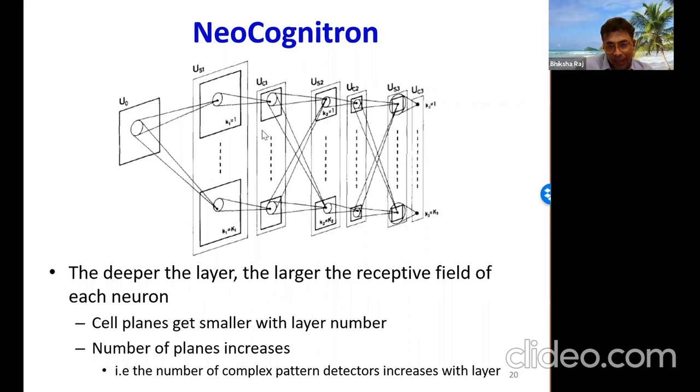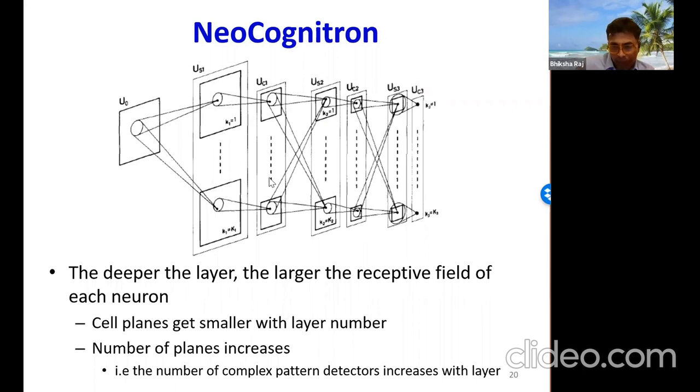Also, as we go through the network, the number of planes increases in Fukushima's model. And this is intuitively right, because we can have many more complex patterns than simple ones. So when you're detecting complex patterns, you need a larger number of detectors than when you are detecting simple patterns.